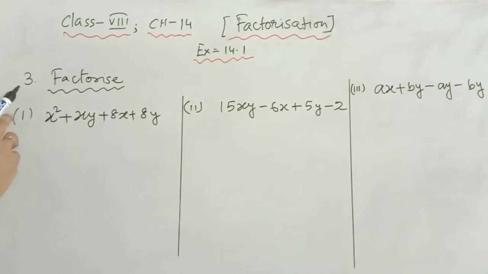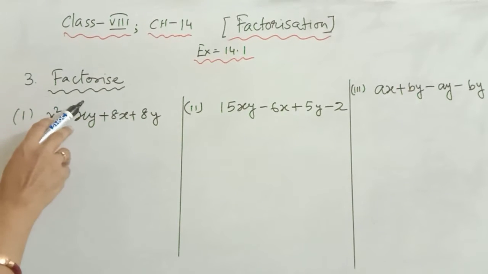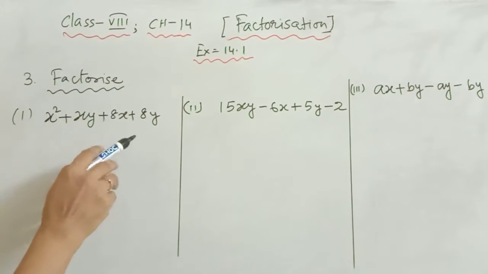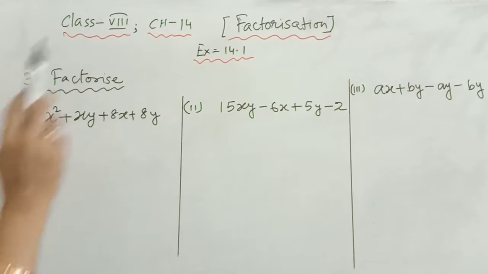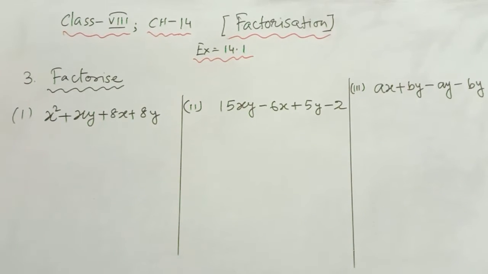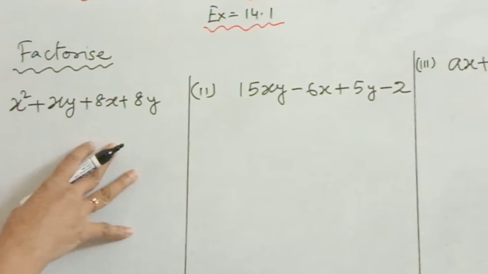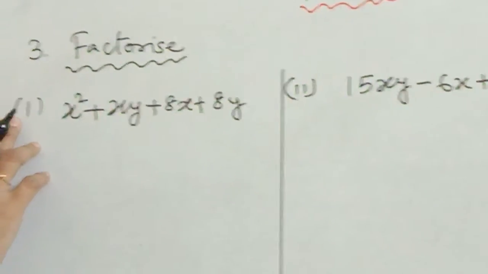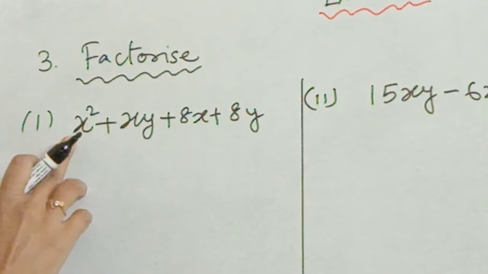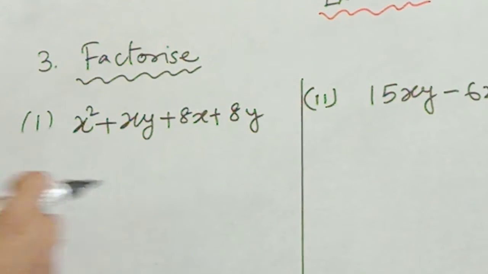Today we will do question number 3, factorization. Factorize the following. Exercise 14.1, chapter 14. Now you know how to take common, how to do the factorization. Now you can see this is slightly different from whatever you have done before.